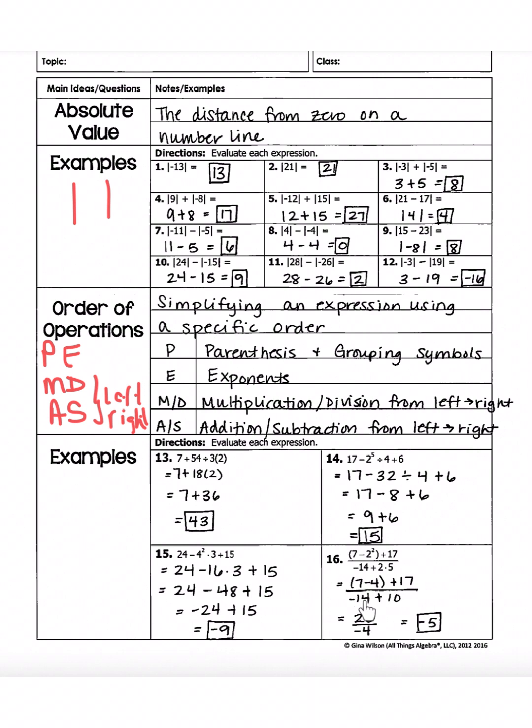Then on the bottom, 14 plus negative 14 and positive 10 put together is negative 4. 20 divided by negative 4 is negative 5. Positive divided by a negative is negative. 20 divided by 4 is 5.